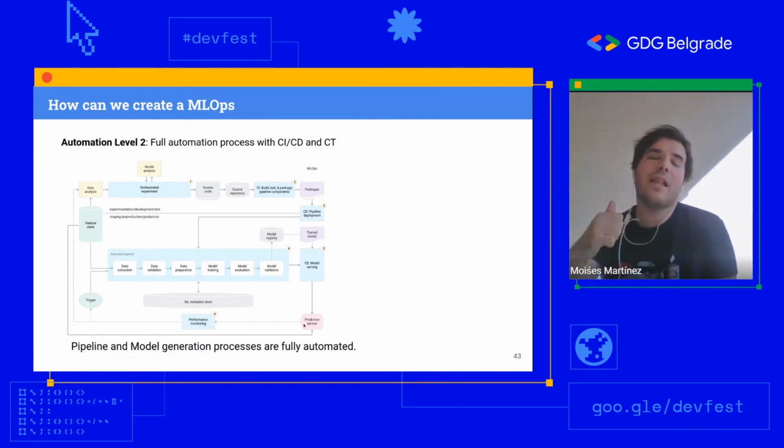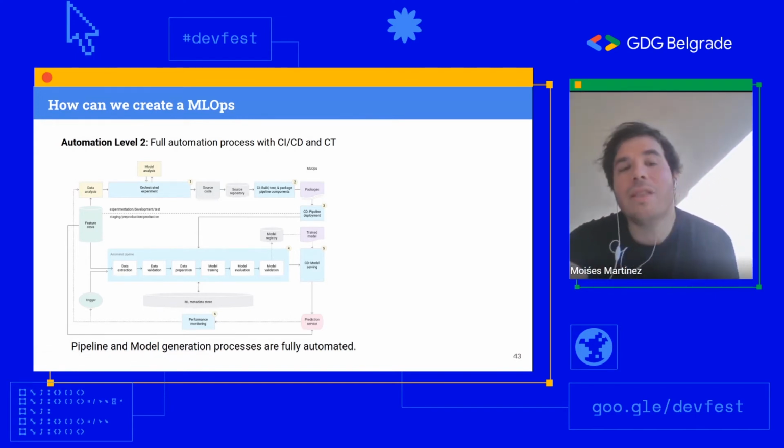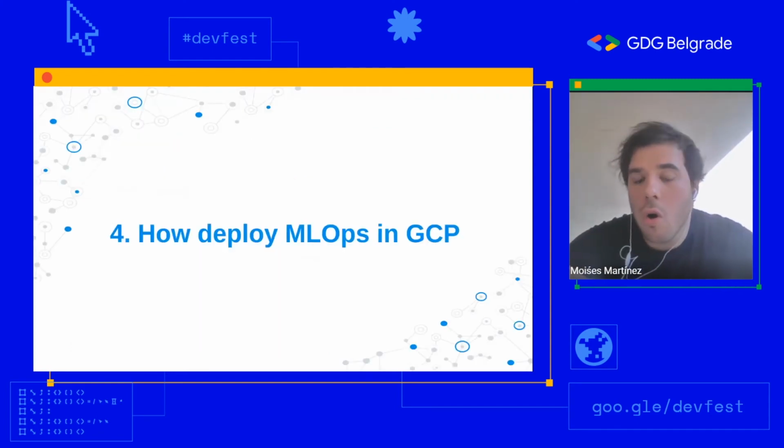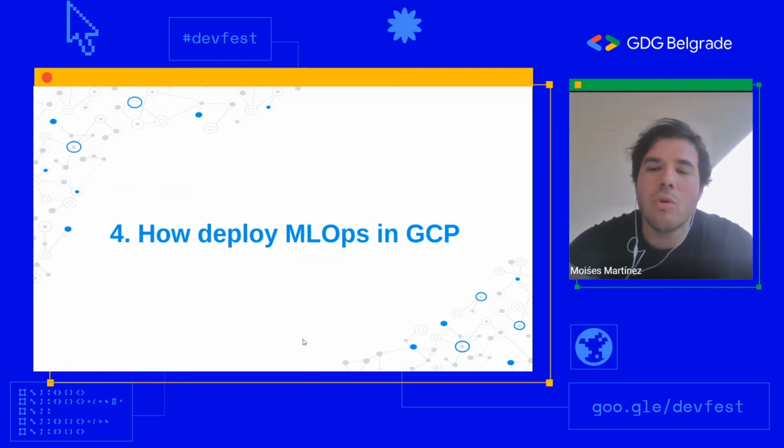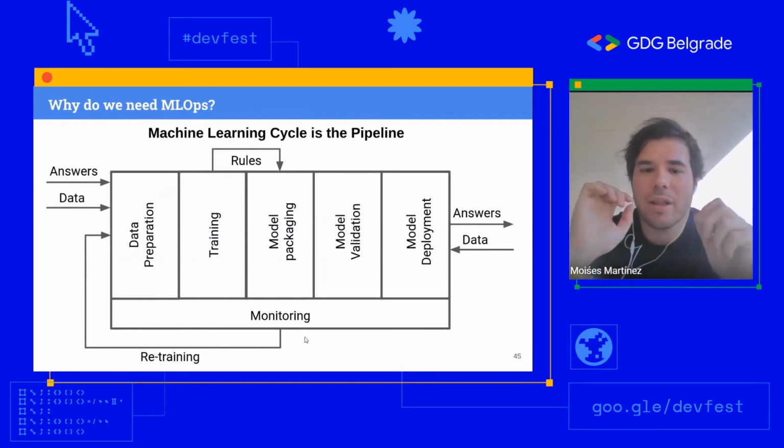Good. This is the thing that we are looking for. But now it's a difficult question. How do we deploy machine learning operations in the cloud cluster? Which are the things that we have to do, and which are the elements that we need to use? Okay, remember this.